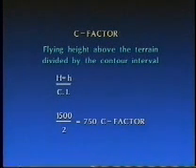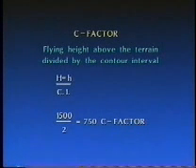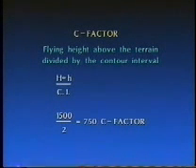1500 is a conservative maximum C-factor. This means with a flying height above mean terrain of 1500, a 1-foot contour map may be produced, or at 3,000 feet, a 2-foot contour map.